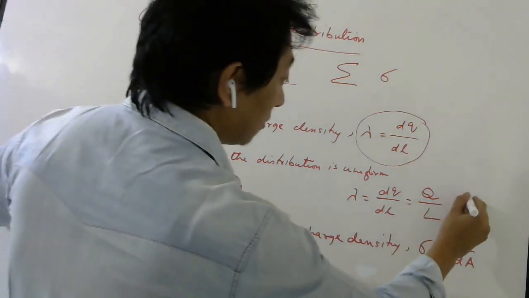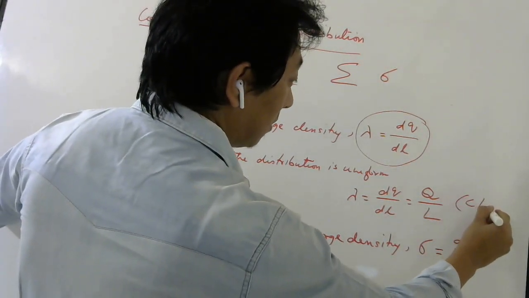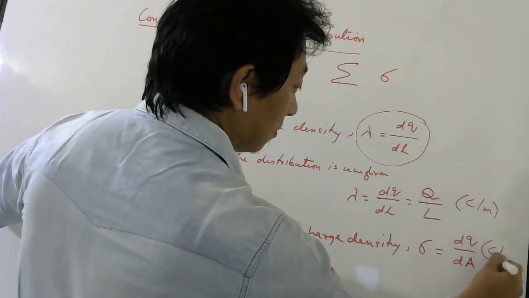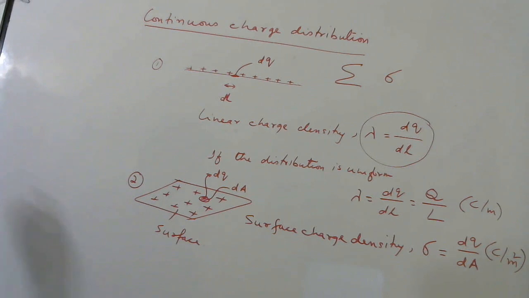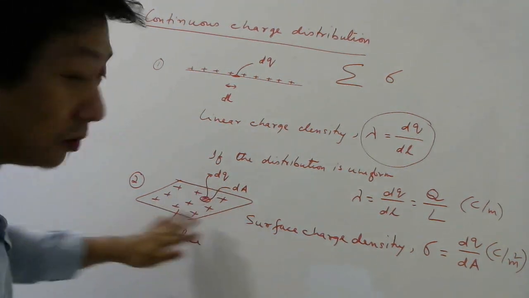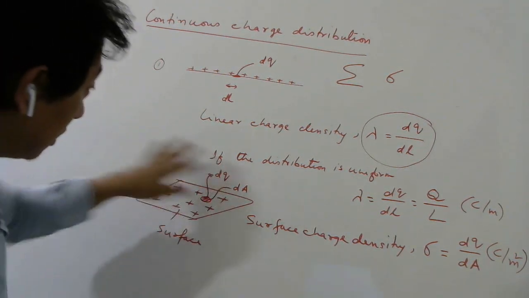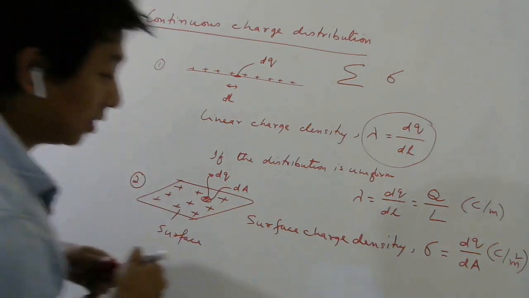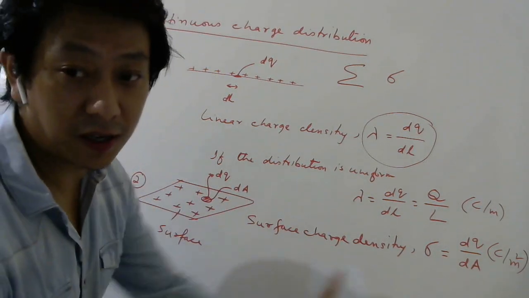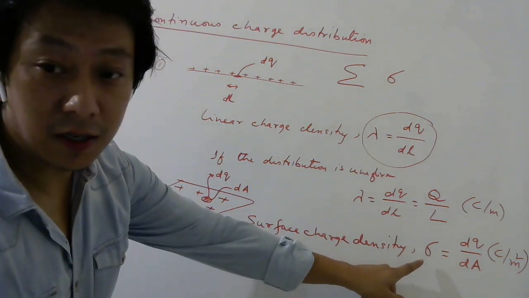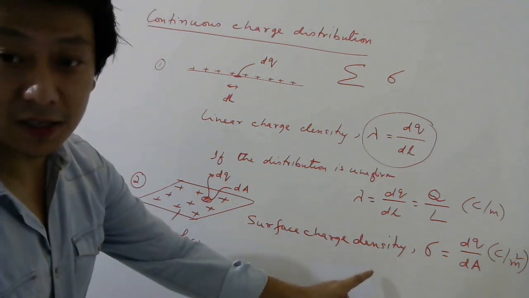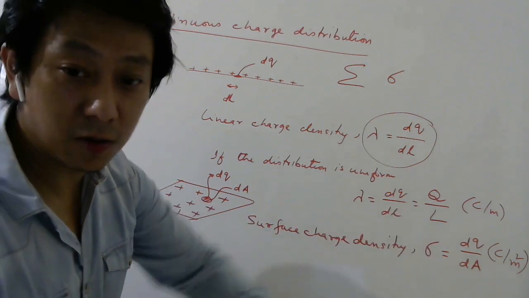What is the unit of this? Coulomb per meter square. And if it is uniform, then you can also write total charge by total area. If it is uniform distribution, then you can also write sigma, which is surface charge density, as total charge by total area.